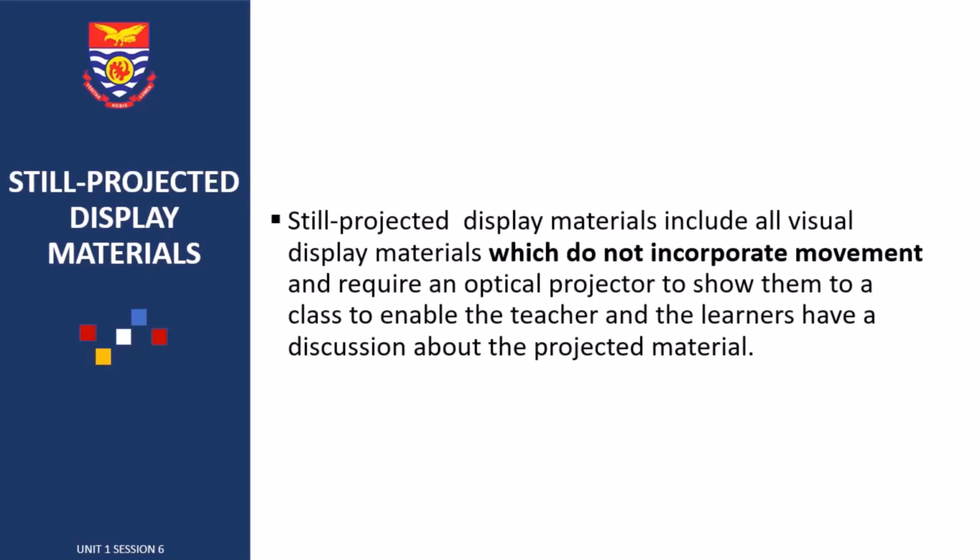They include all the visual materials which do not incorporate movement and require an optical projector to show them to a class to enable the teacher and the learners have a discussion about the projected media. Steel projected display materials do not need an optical projector and do not incorporate any movement of the image that is being shown. It includes some of the most useful visual aids that are available to teachers and trainers. Some examples of these will be discussed in our subsequent unit.